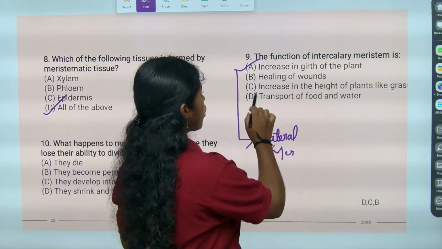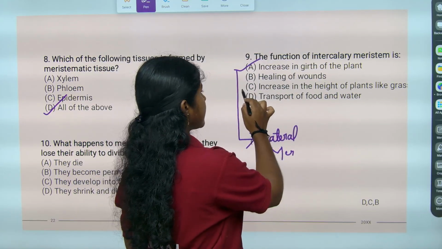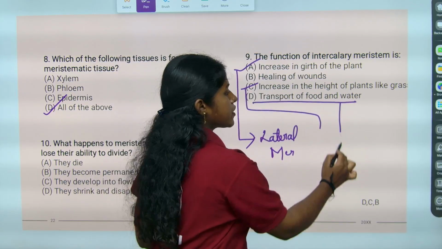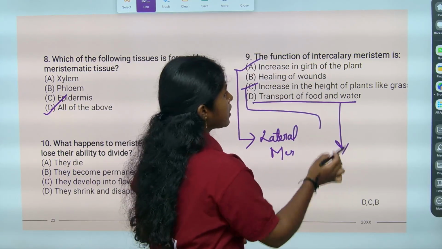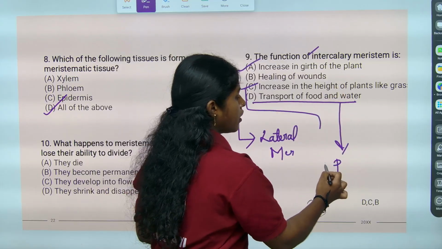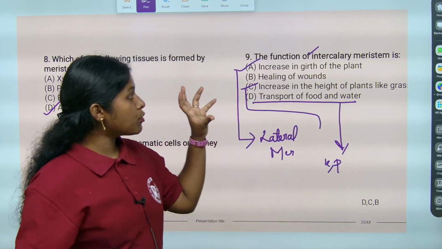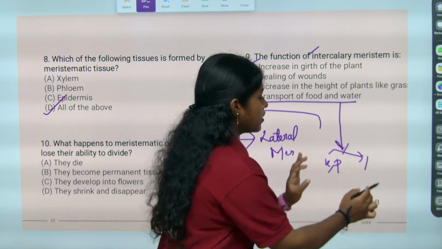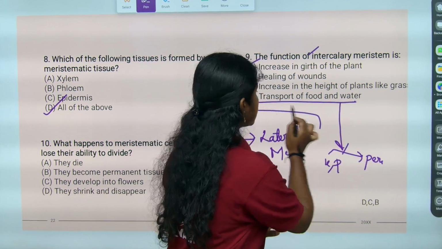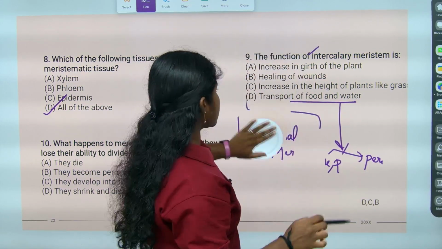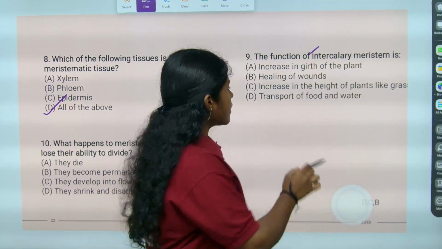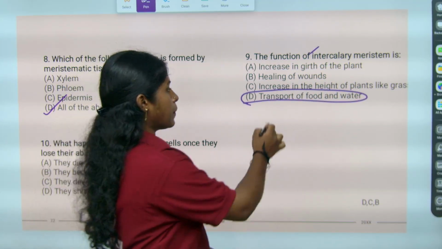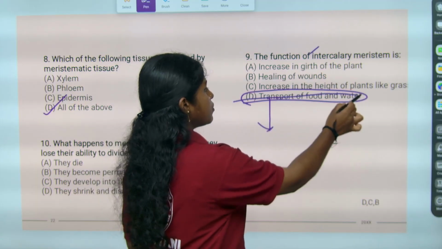So here the options are healing of wounds, increasing the height of the plants like grasses, and transport of food and water. It is mainly specific to xylem and phloem. They are asking about the intercalary meristem. Here it is not a permanent meristem, right children? These are totally wrong. Why? Because they are asking about transport of food and water. It directly comes under the group of permanent tissues. So we can eliminate this D option.